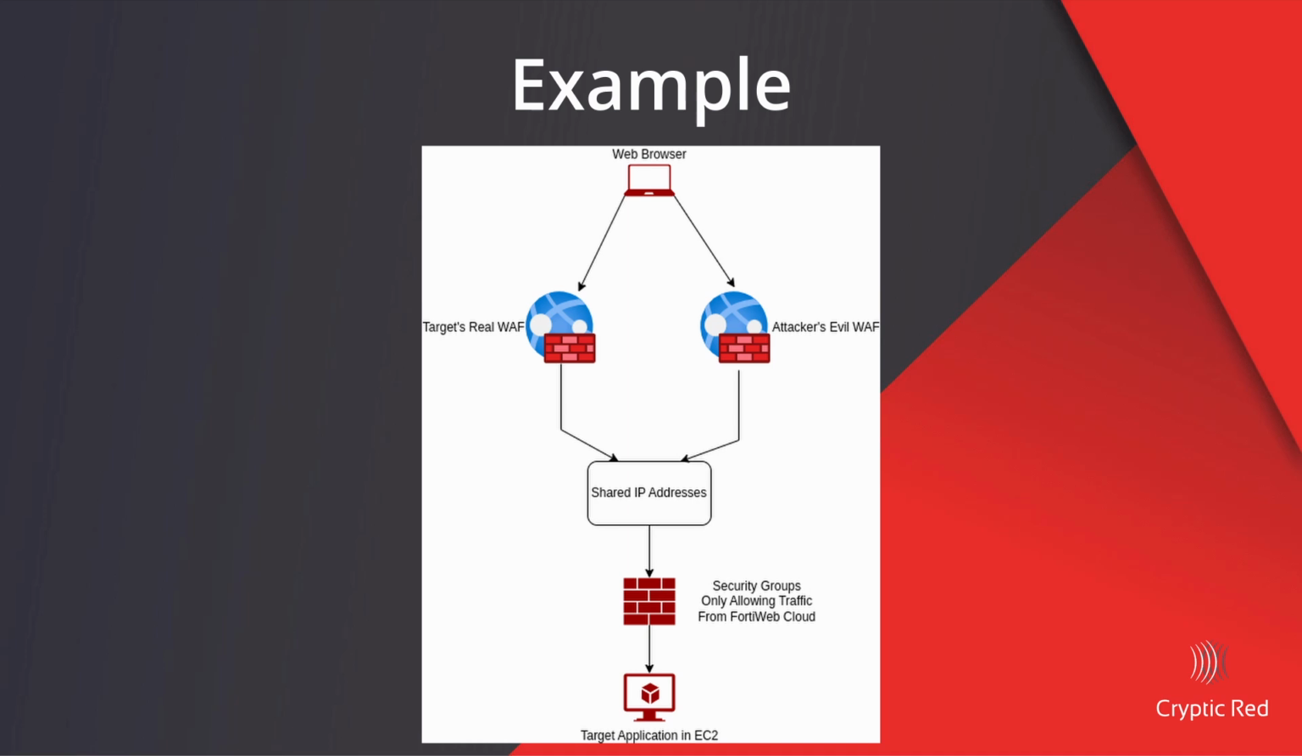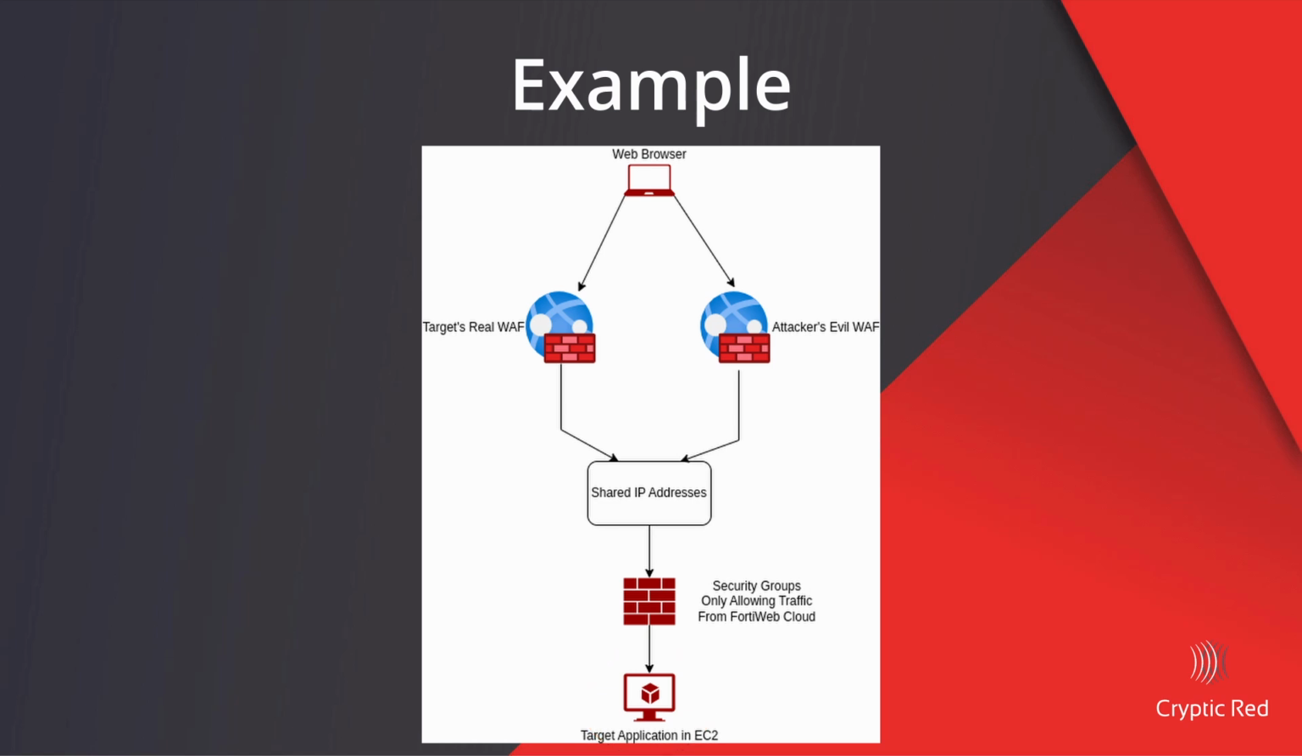So in this diagram you can see an example of how this might be set up. We've got the web browser connecting through the real WAF. It's going to come out of one of several IP addresses. It's going to be allowed by an AWS security group that has a whitelist set for the IP addresses. And then at the back end we have a target application. In this case, it's literally just going to be an Apache 2 server with a single static text file, and that's going to be enough for this example.